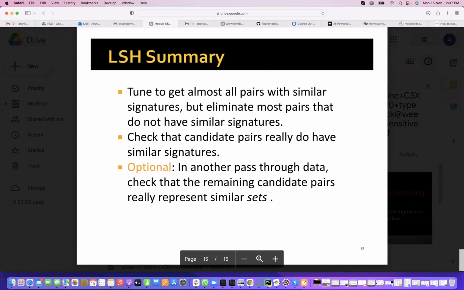LSH summary: tune to get almost all pairs with similar signatures, but eliminate most pairs that do not have similar signatures. We are saying most, we are not saying eliminate all, right? That is not possible. Check that candidate pairs really do have similar signatures. Optional: in another pass through data, check that the remaining candidate pairs really represent similar sets.